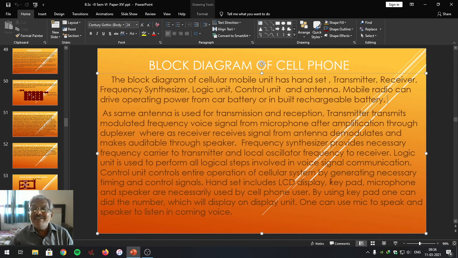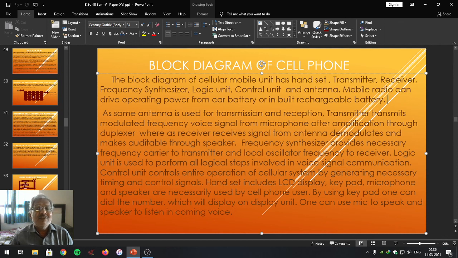Handset includes LCD display, keypad, microphone, and speaker, which are necessarily used by the cell phone user. By using keypad, one can dial the number which will display on the display unit. One can use the mic to speak and speaker to listen to incoming voice. So that's what the meaning of the block diagram of the mobile.